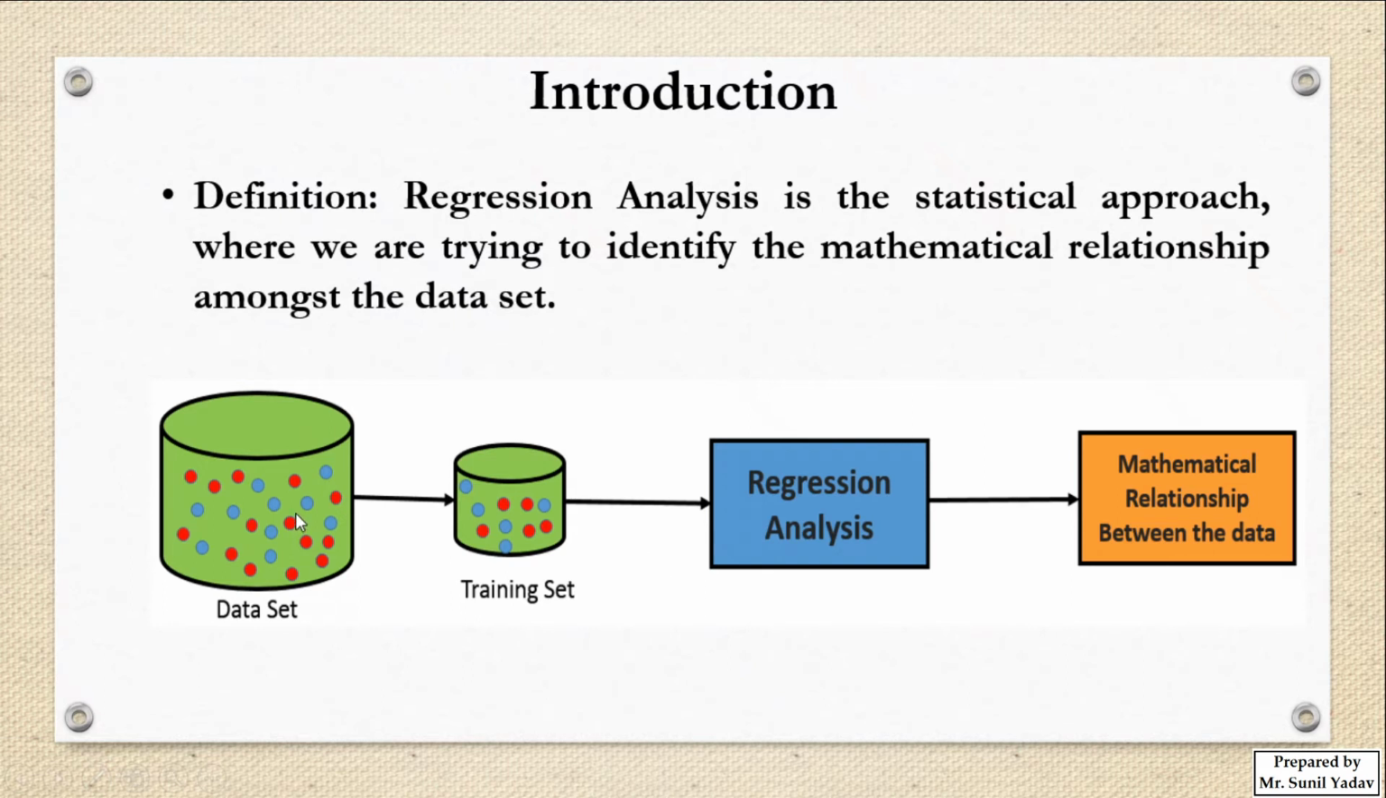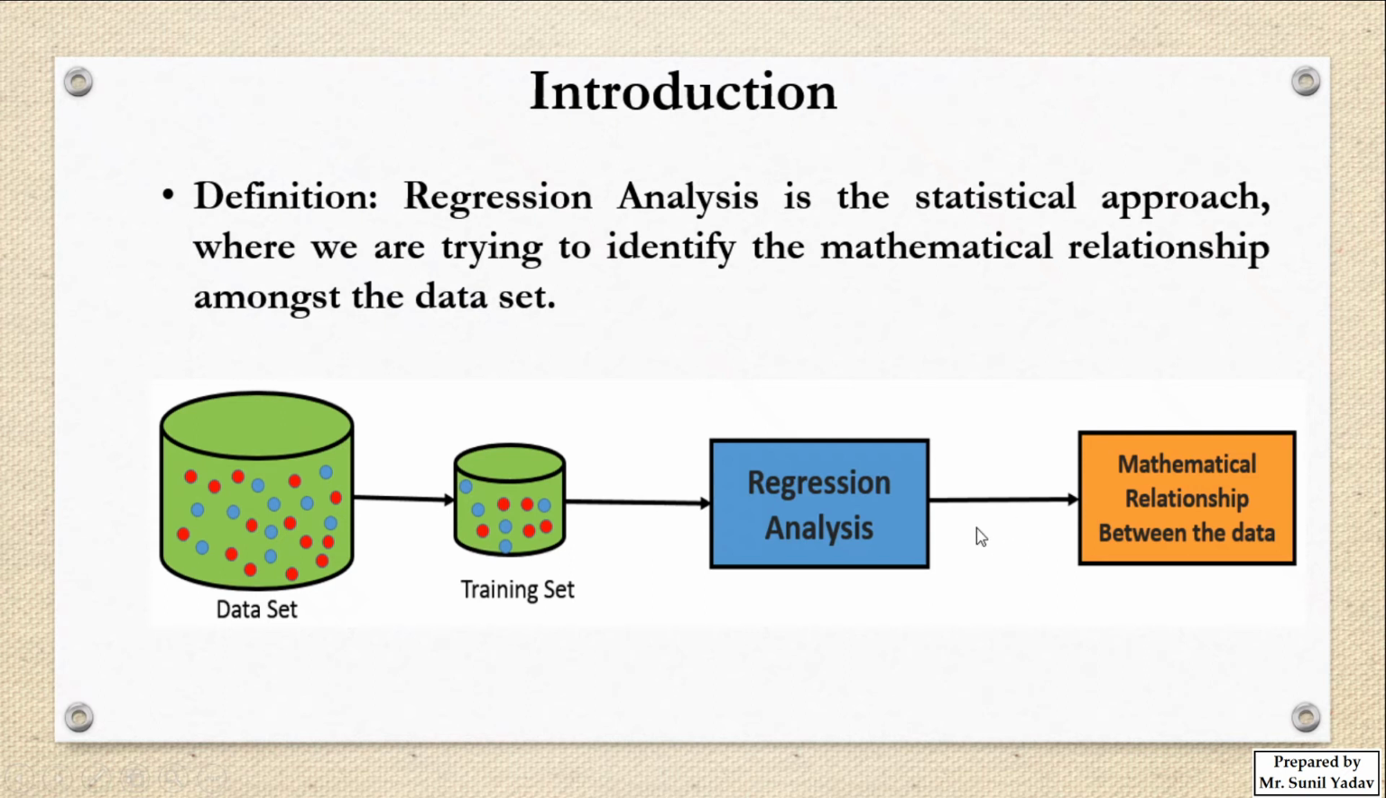This figure says that here we have the data set, and from the data set we select some samples, and those samples are called the training set. Here we are selecting the samples only for the purpose of experiment and to build the model. After selecting the samples from the data set, we apply the regression analysis algorithm on the training set, and after applying the regression analysis technique on the training set, in output we get the relationship amongst the data sets.